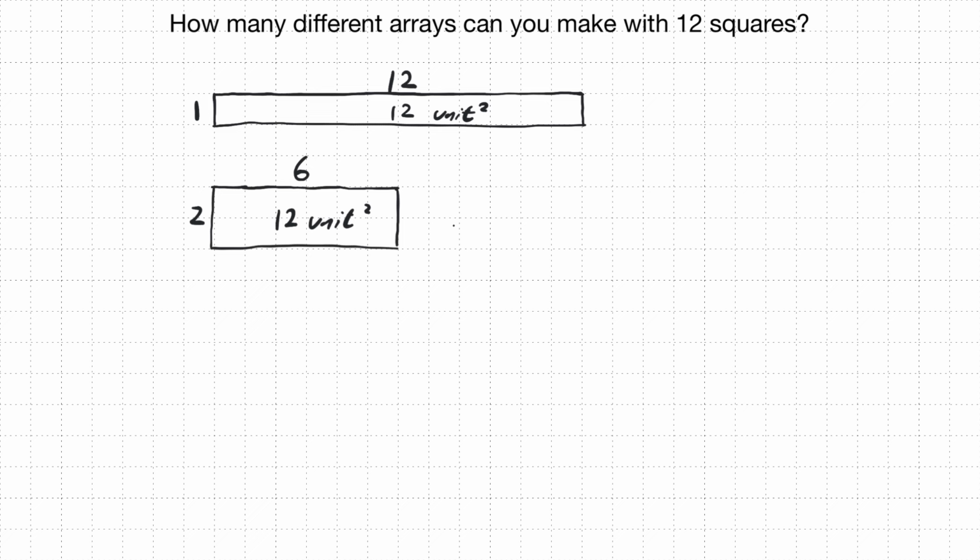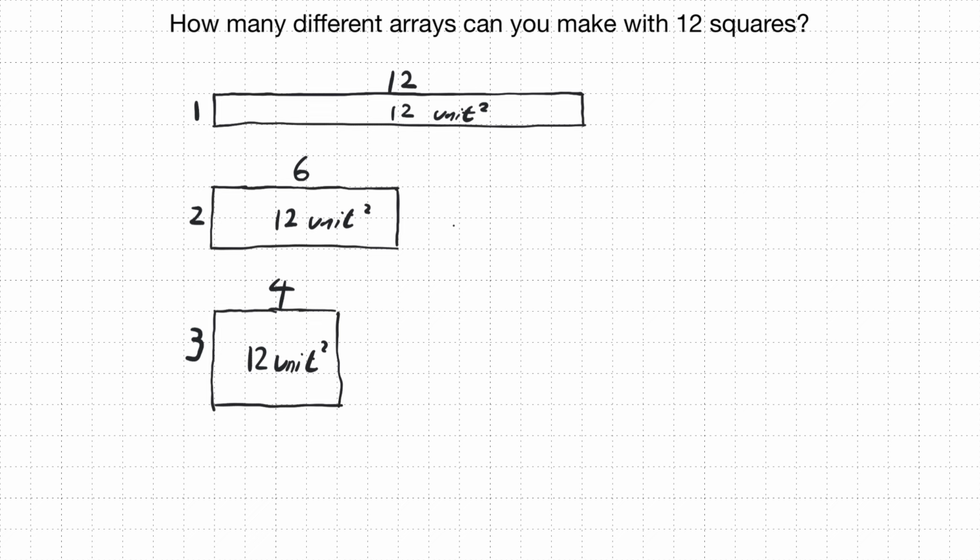Now I'm going to try for 3. So I'm going to count in threes. 3, 6, 9, and 12. So now I know I have 12 unit squares in this rectangle. So I have a 1, 2, 3, 4 units across. The next number would obviously be 4, which I've already got in my 3 by 4.